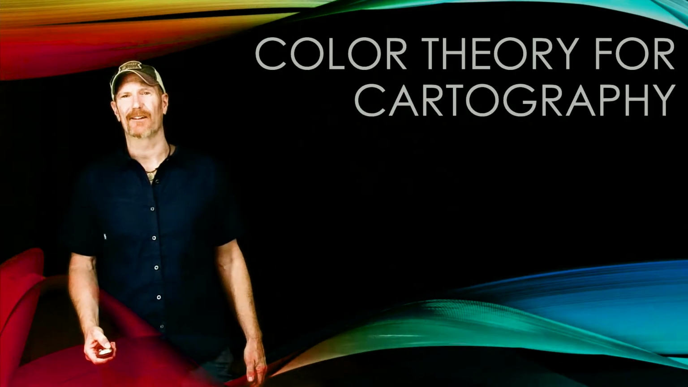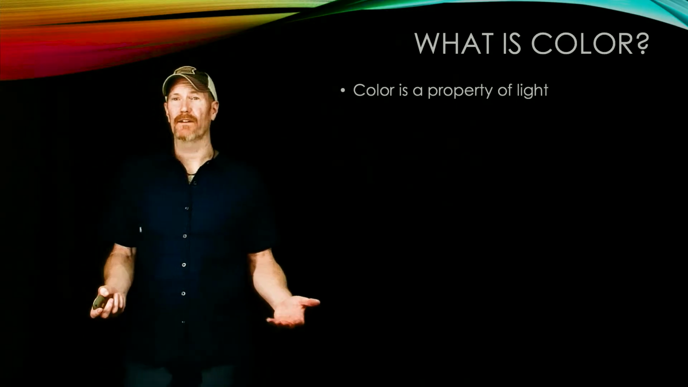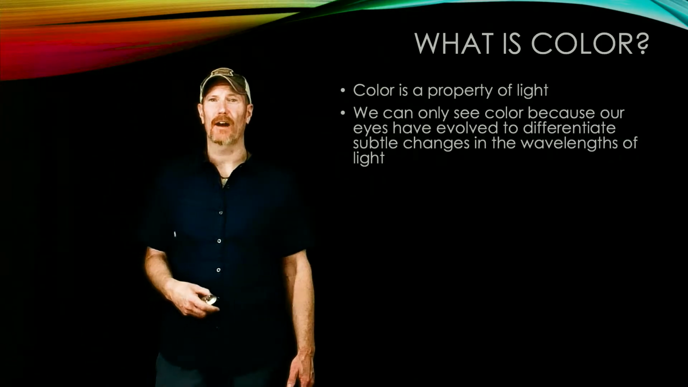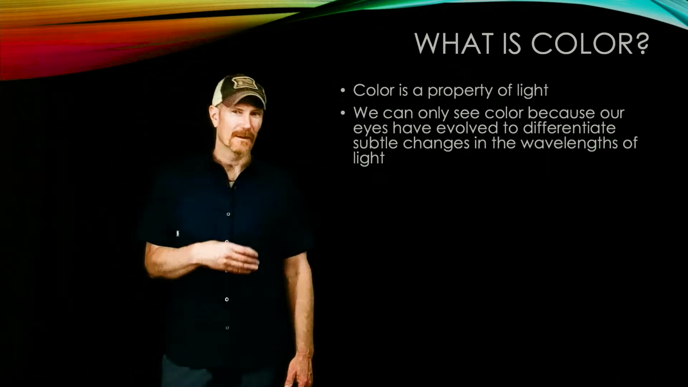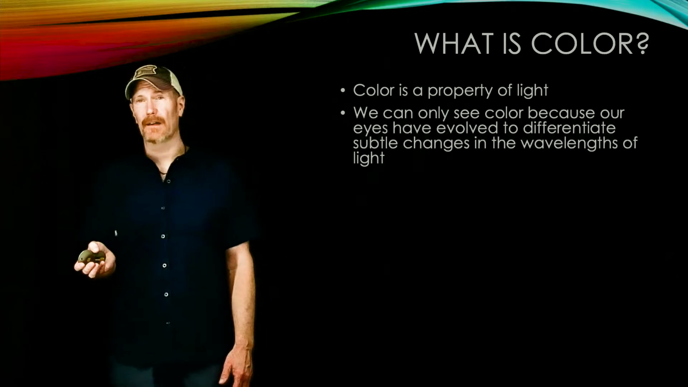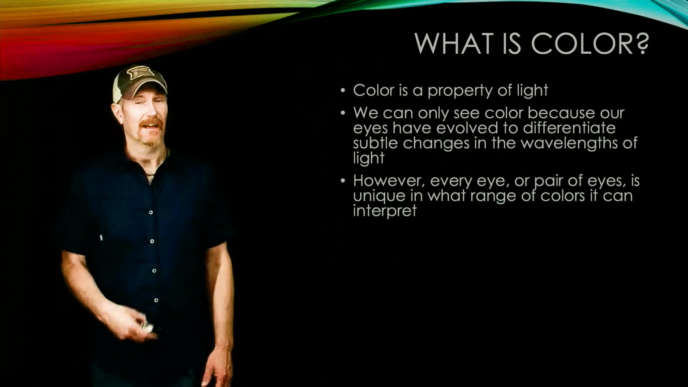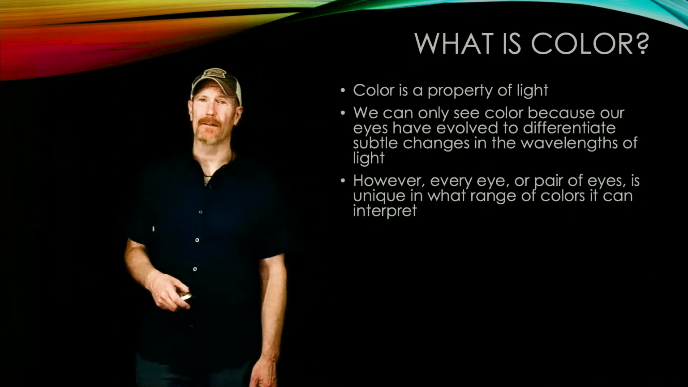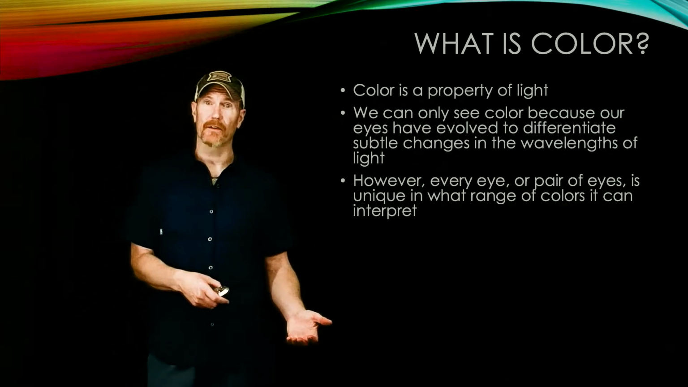But what is this thing, color? Where does it come from? It's a property of light. It's intrinsic in the photon wavelengths of light. We, as humans, can only see color because our eyes have evolved over millennia to differentiate the subtle changes in the wavelengths of light. Some people see color better than others. However, every pair of eyes has a unique range of color that they can see. Some, like colorblind people, can barely see any color, if any at all, and others can see millions of colors.